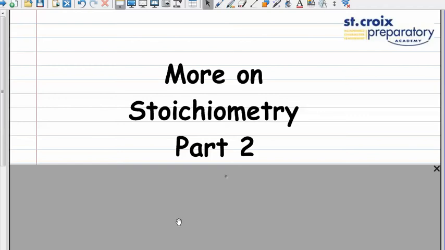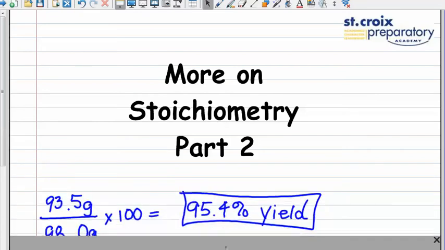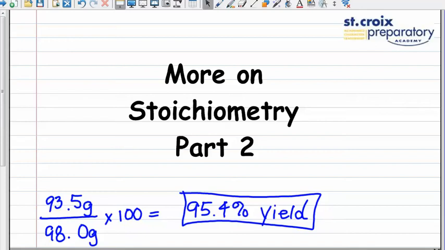At the end of the last example, I asked you to calculate the percent yield from the first example problem that we did. And I hope that you came up with 95.4%. Let's move on to our next example.